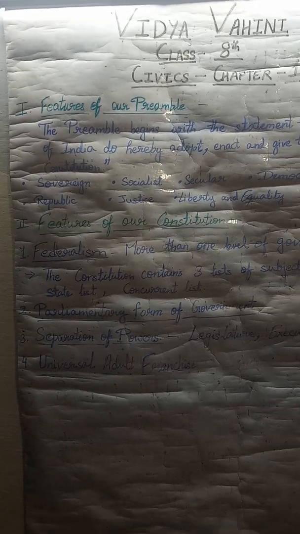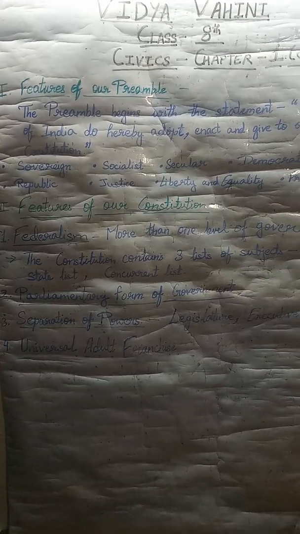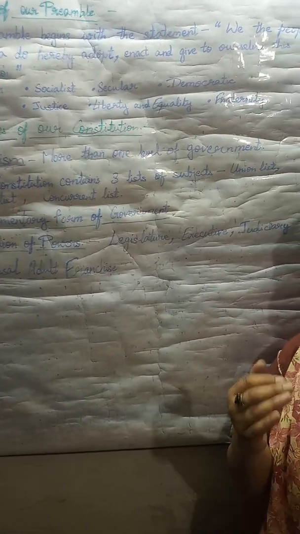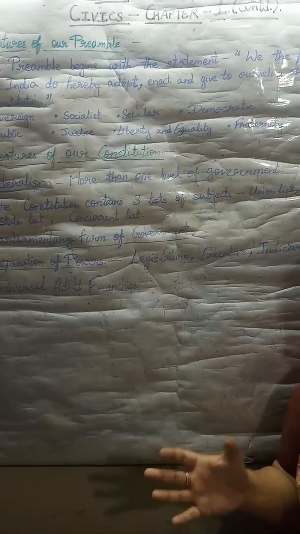Fine. So we know the preamble is the values, the basic ideas, which help us to understand the constitution. The first line of the preamble says, we the people of India do hereby adopt, enact and give to ourselves this constitution. Now what does this line mean? This line says that we, the people of India, that means all the citizens of India, whatever religion or caste we belong to, we hereby adopt. Adopt means we accept.